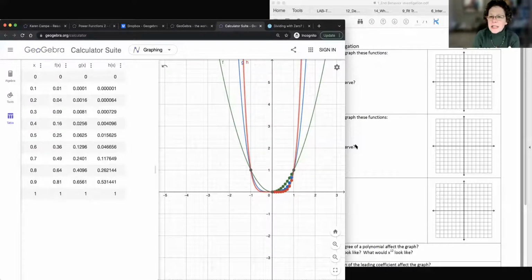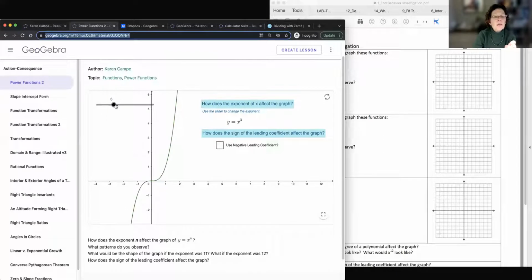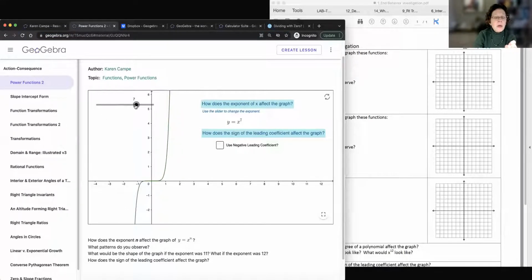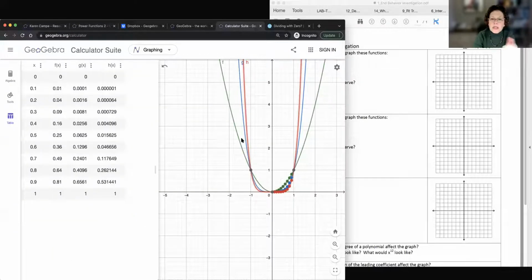So this activity really has a lot of legs. You can do it in the GeoGebra book, where, let me go back to that, we're just manipulating the slider, or doing it in the calculator suite, which gives us a different view of it.